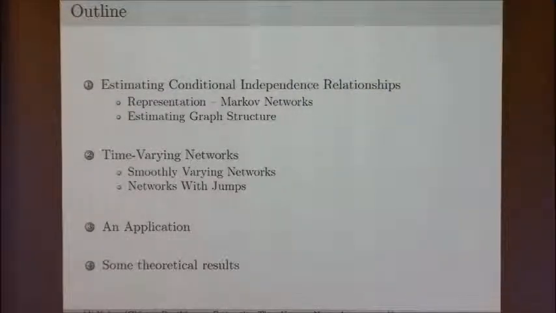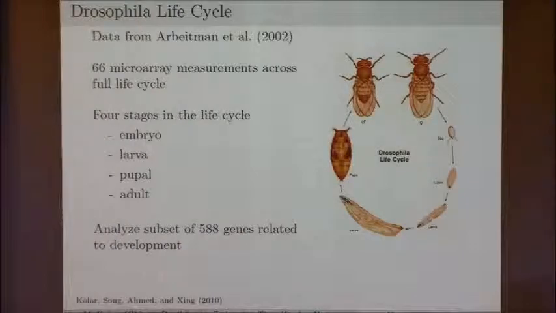And so let me show you briefly an application. How would one use this to explore a real system? So I'm going to focus on estimation of smoothly changing networks. And an application is going to be trying to understand which genes interact to drive development of a fruit fly. So the data is quite old, from Arbeitman et al. in 2002. It consists of 66 microarray measurements that were collected through a full life cycle of genetically identical fruit flies. So we have independent observation at each time point from a genetically identical fruit fly.